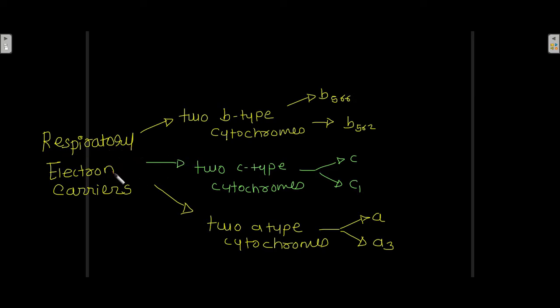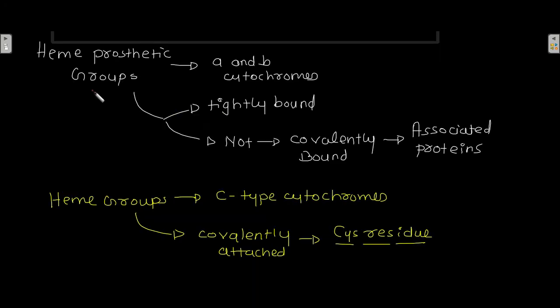Now the heme prosthetic groups of A and B cytochromes are tightly bound but not covalently bound to the associated proteins. Okay, the bonding between the heme prosthetic groups and the associated protein is tight, but it is not covalent. Okay, in case of A and B cytochromes, whereas the heme groups of C type of cytochromes is covalently attached through cysteine residues. Okay, so that's the difference between cytochrome C and A and B.